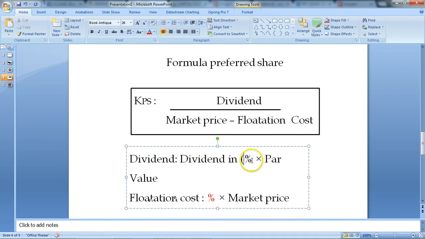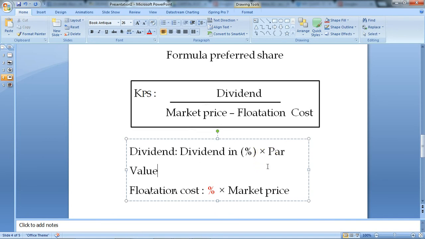Okay, the question will give you the dividend percentage times your par value. The par value of preferred stock is 100. So remember all this formula. It's very important that you know how to calculate, because without memorizing the formula, you don't know where to put the information in the formula.